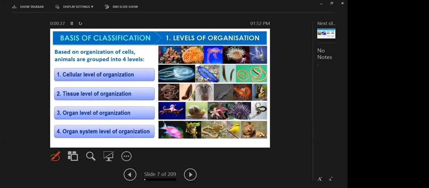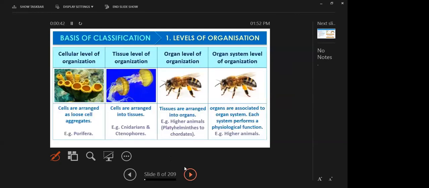When we take up the level of organization, we already discussed that. Cellular level of organization, that is porifera. Overall, the animal kingdom has different phyla. Each of these phyla is classified based on having notochord or not having notochord. All those which have notochord are called chordates, and those not having it are non-chordates. Okay, so vertebrates and invertebrates.